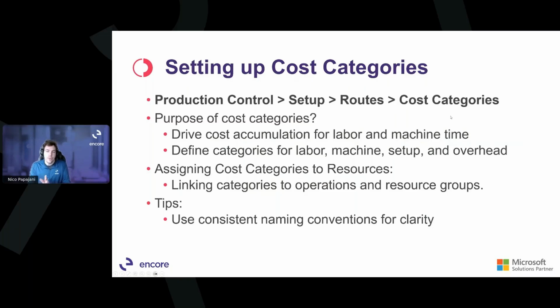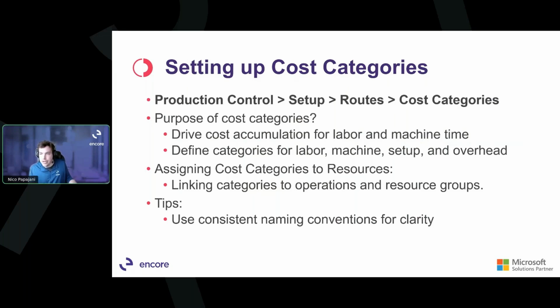And before we get in there, let's define what is a cost category. Simply put, a cost category drives accumulation for labor and machine time, and it defines categories for labor, machine setup, and overhead. So that allows you to put in predetermined values for labor, machines, setup, and overhead, and have those values work in direct line with the amount of time that it's going to take to process one step in that route operation and give you an accurate cost for the overhead, for the machines that are worked, and all of the materials that are consumed on that step.